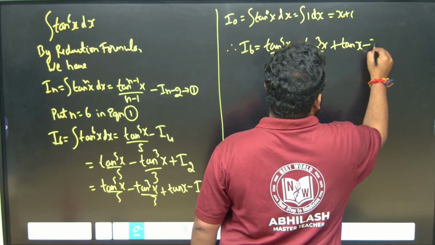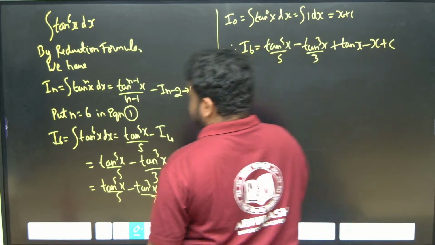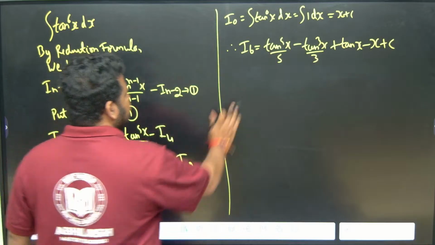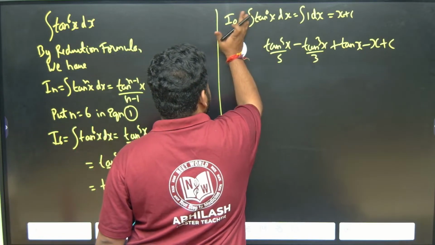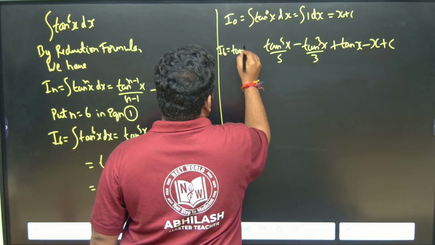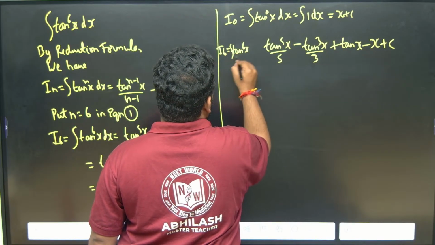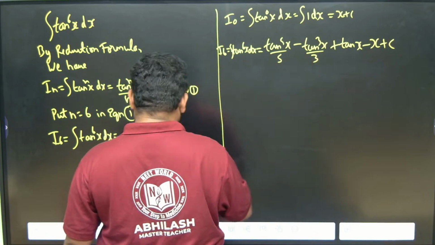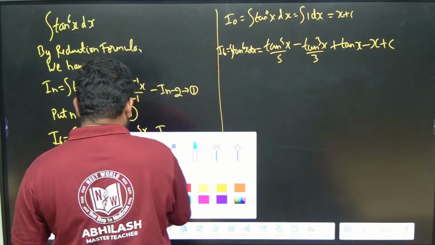minus x plus c. So I6 is nothing but, therefore I6 is equal to the integral of tan power 6x dx, that would be equal to this value, friends. So we got the value for tan power 6x.